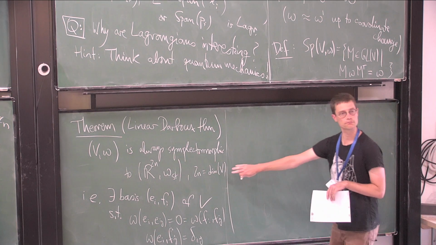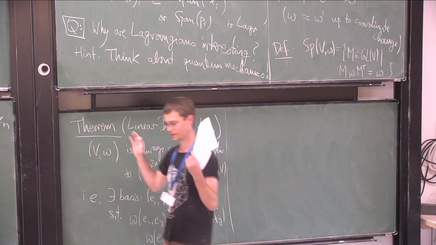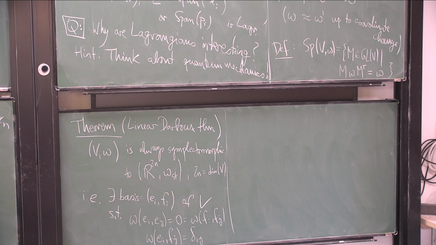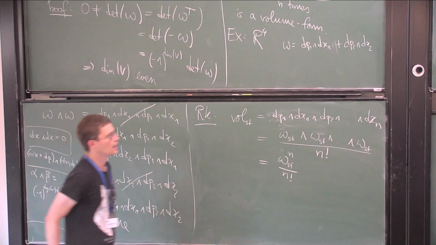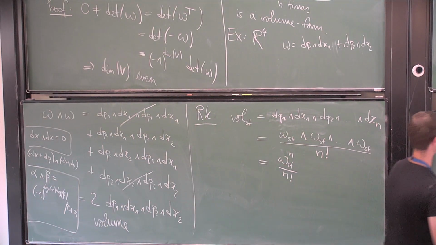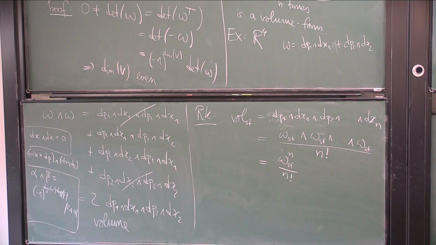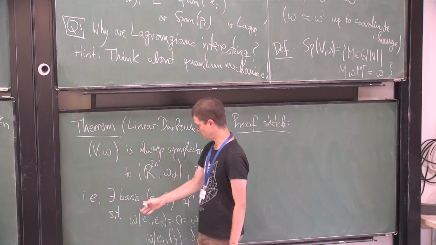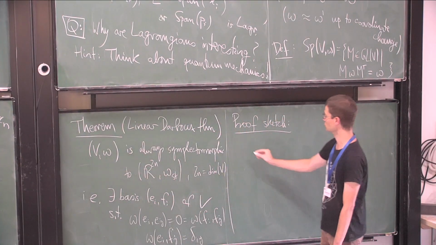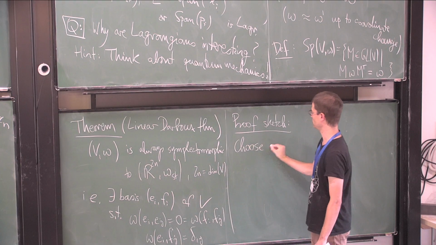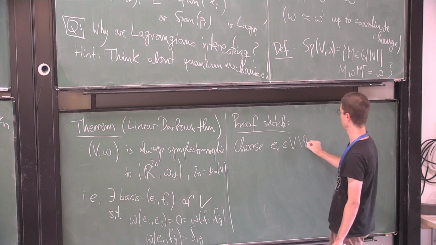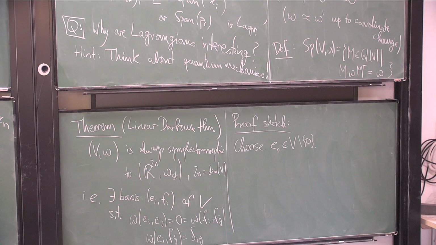Okay, is the statement clear? If you want to think about a symplectic vector space, you can really just think about the standard symplectic form. And since we have some minutes left, I can give a proof sketch, because it's really easy to prove. We want to build a basis. We start from this data, some symplectic form, and we want to build this basis. So let's start with the first vector. We choose e1, any non-zero vector.